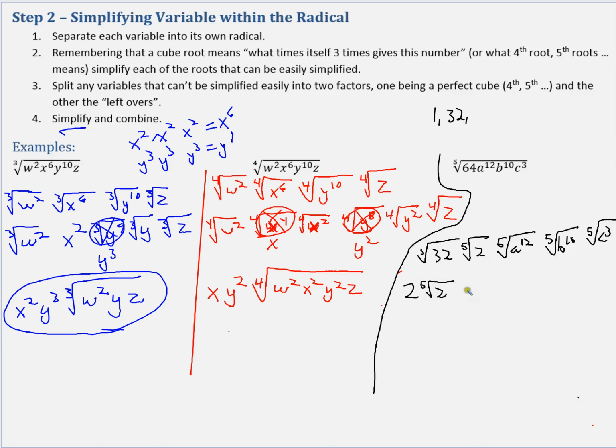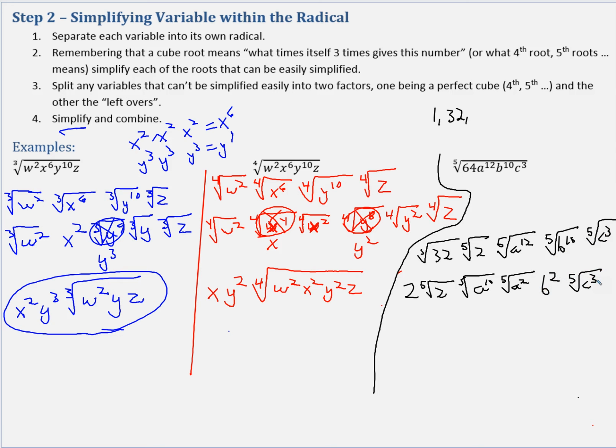We can split this up into the 5th root of a to the 10th, and then the 5th root of what's left over. I'm doing the 10th because 5 goes into 10, and then this is a squared. This is b to the 10th, which works, so we can simplify that. What times itself 5 times gives b to the 10th? Well, that's b squared. And this last one doesn't simplify, because the 3 is less than the 5, so we have the 5th root of c cubed.